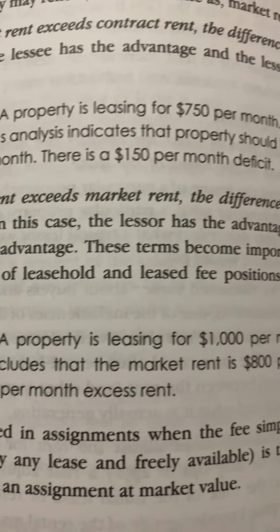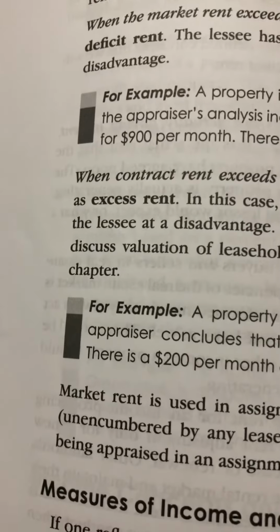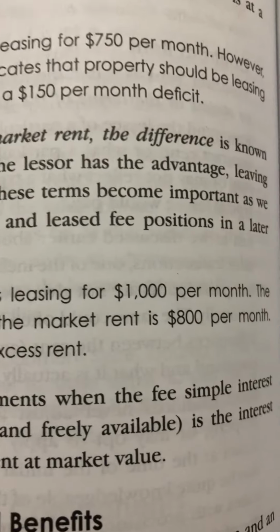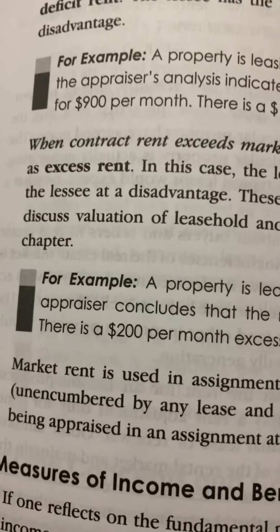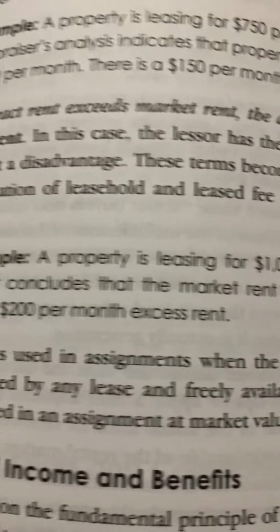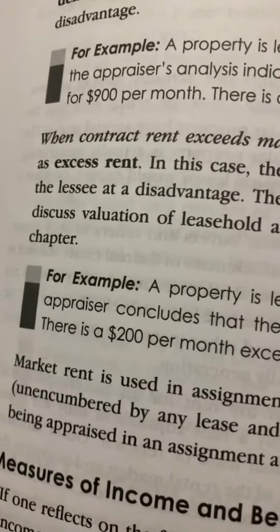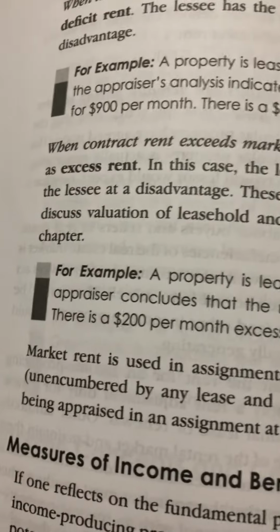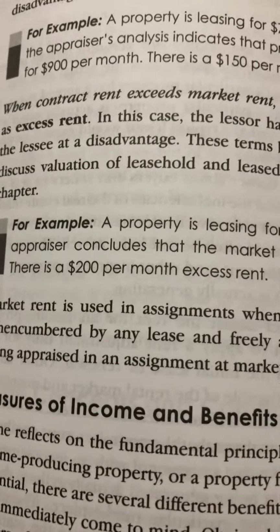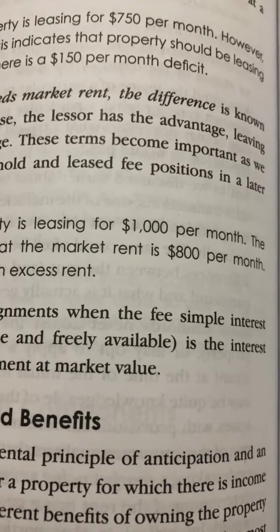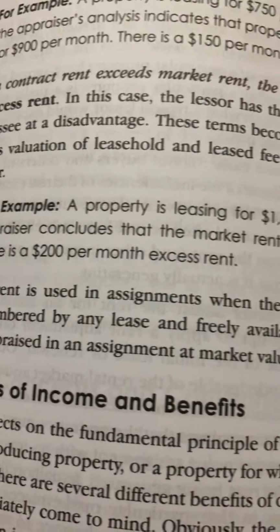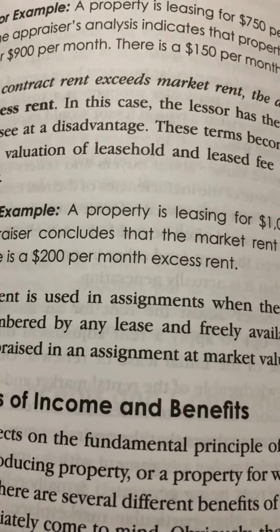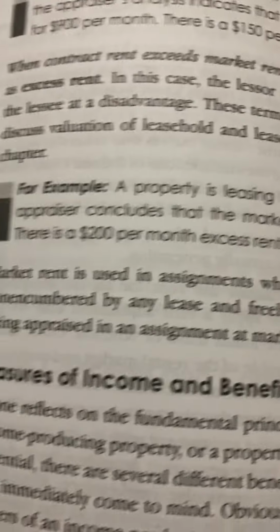When contract rent exceeds market rent, the difference is known as excess rent. In this case, the lessor has the advantage, leaving the lessee at a disadvantage. These items become important as we discuss valuation of leasehold and leased fee positions in a later chapter. For example, a property is leasing for $1,000 per month. The appraiser concludes that the market rent is $800 per month. There is a $200 per month excess rent.